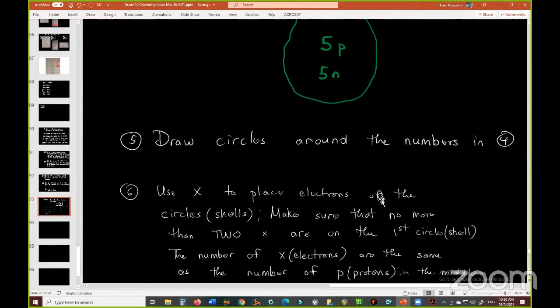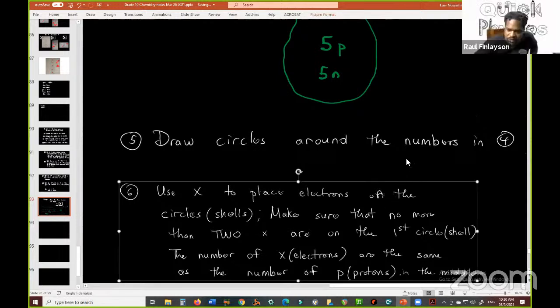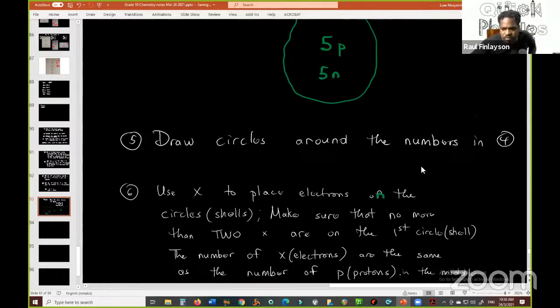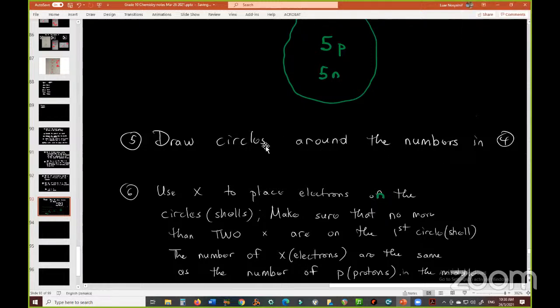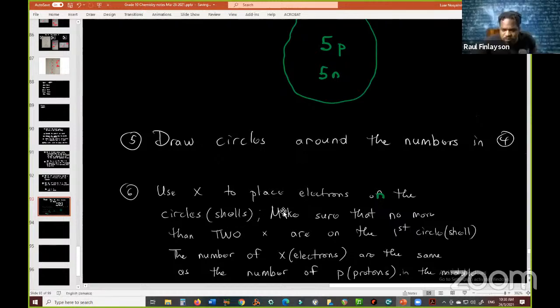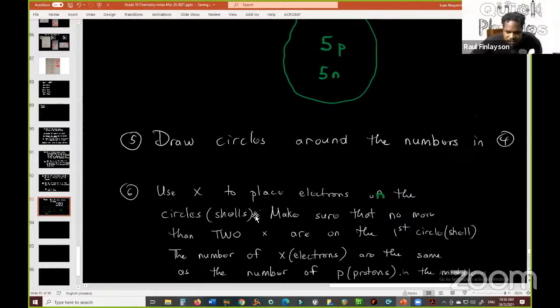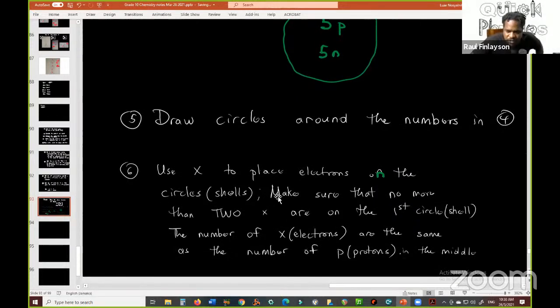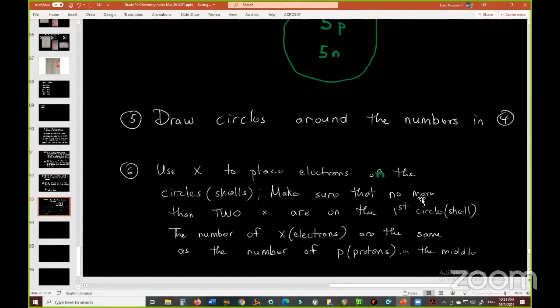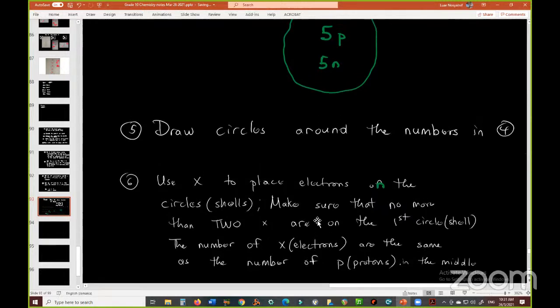Go ahead. On the circles. That's why they say, sir, may I see SHO? All right, so I use X to place electrons on the circles, in brackets shells, right? That's what you say. Wait, you say after that, make sure that what? No more than 2 X are on the first circle or shell.